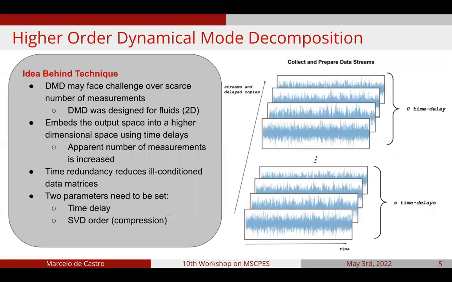So in this paper, however, we adopt a variation of the DMD technique called higher order DMD, or HODMD, in which we organize the streams into vectors with embedded time delays. This allows us to increase the apparent number of measurement streams, creating time redundancy that reduces ill-conditioned data matrices. In this particular format, two parameters need to be set now: the time delay number, which means how much time redundancy we are going to include in our data matrix, and the SVD order that will allow us to select how to compress the data before performing the modal analysis.